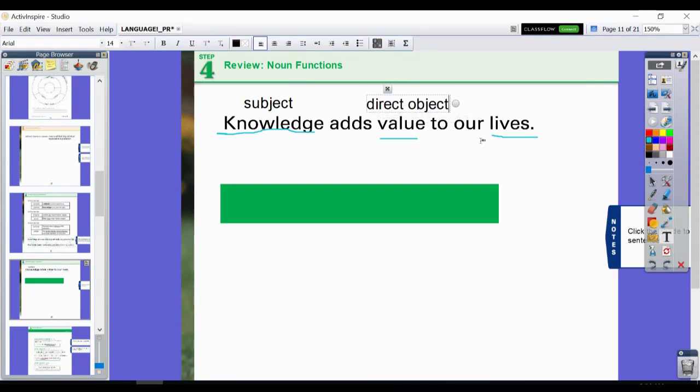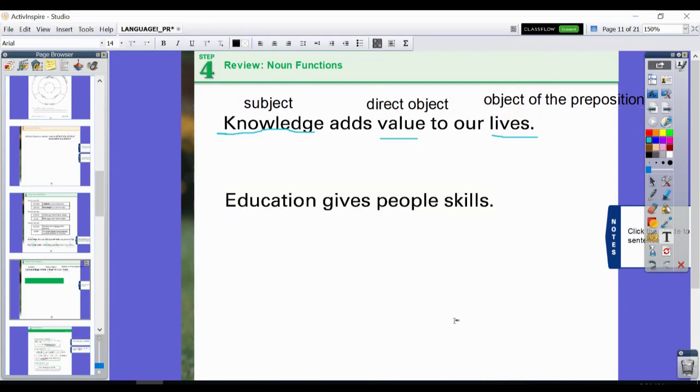And the last noun here, to our lives. Lives is the noun, and to is a preposition. This is the object of the preposition. Okay? That word lives.